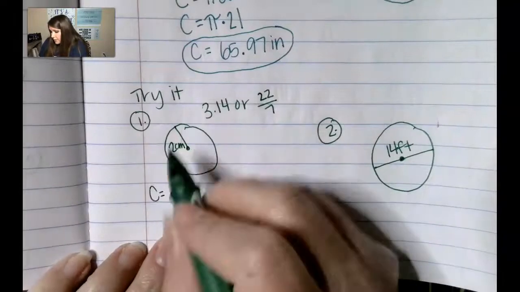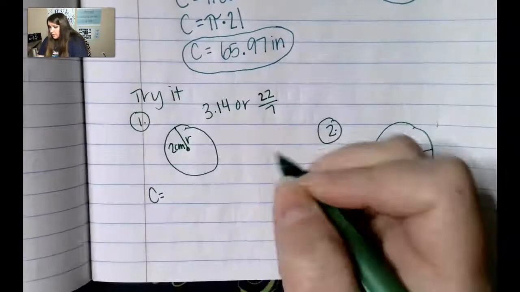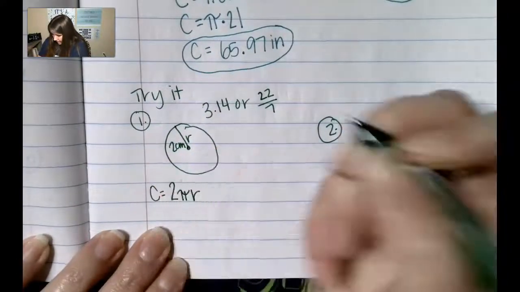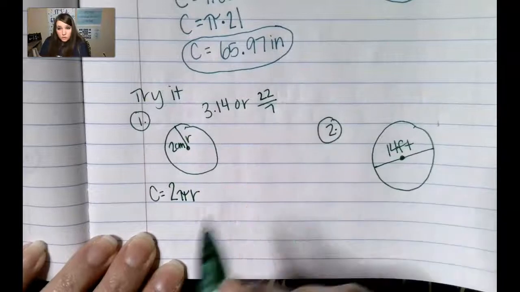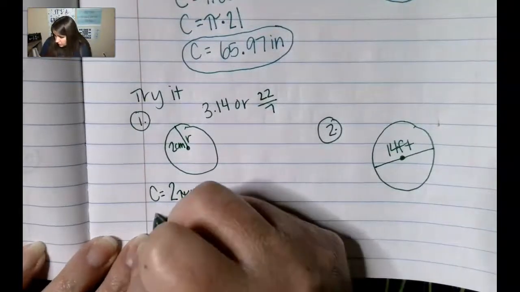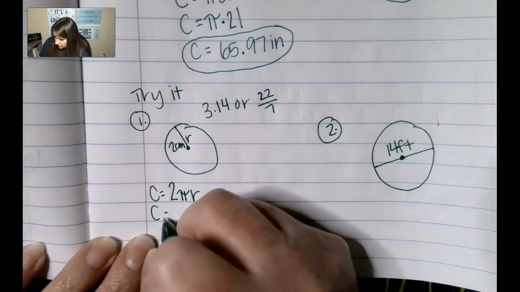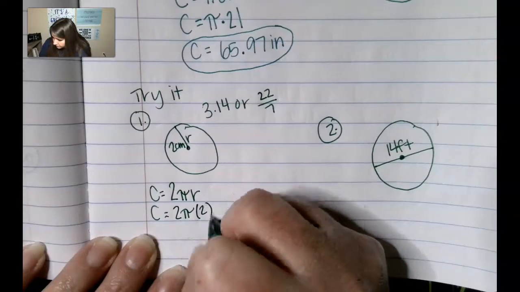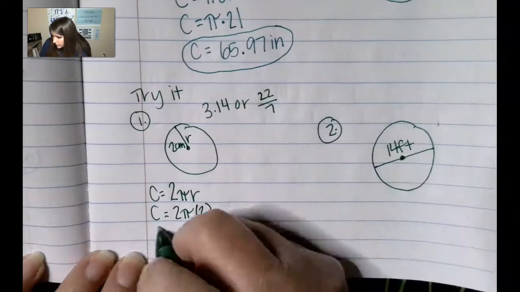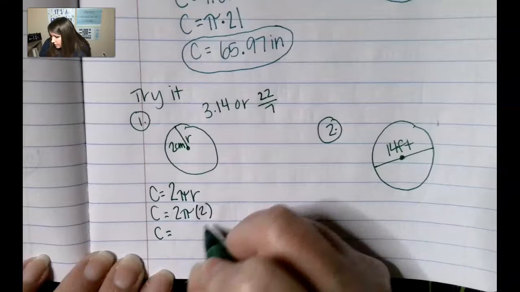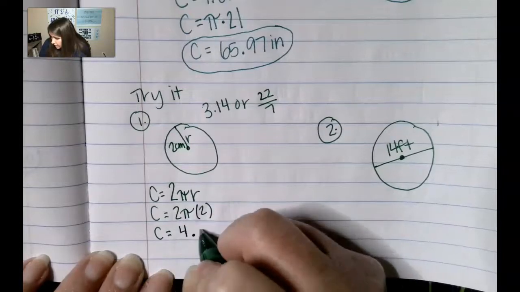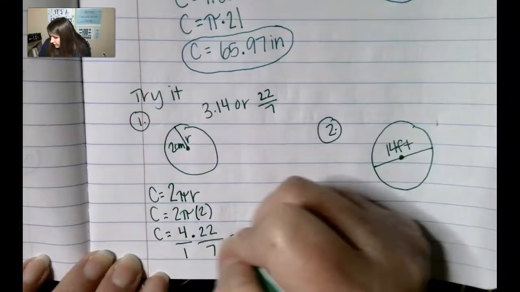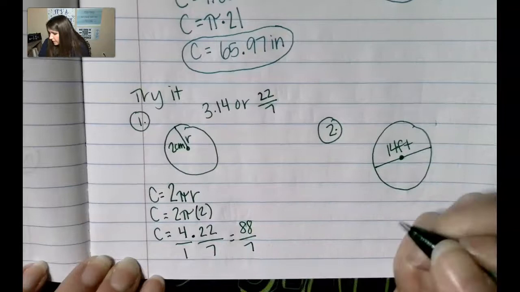All right, so circumference when we have the radius. So circumference is 2 pi r. And it wants me to use 3.14 or 22/7. So I will do C equals 2 pi times 2. And let's go ahead and use a fraction this time because I didn't do that. So 2 times 2 is 4 times 22/7. And so that gives us 88 divided by 7.